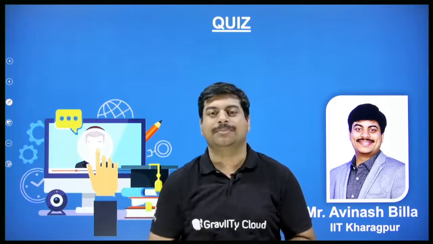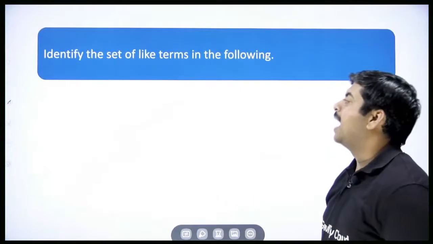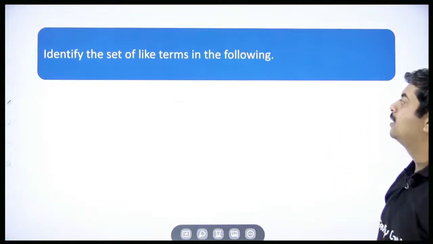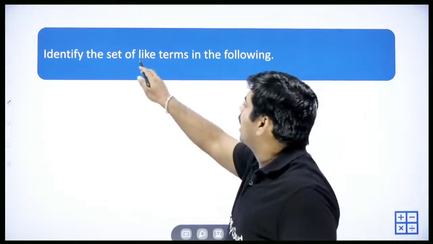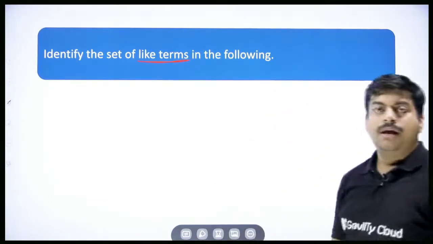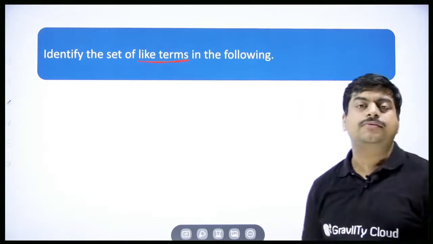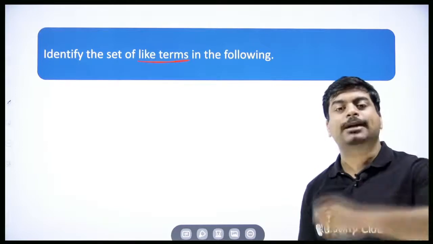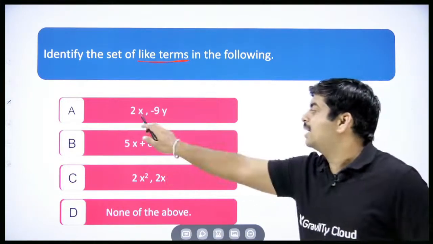Let's start today's session. The first question we're going to discuss is: identify the set of like terms in the following. Like terms, what do you mean by like terms? Do you have any idea about that? Like terms are the terms which have the same variables with the same exponents. Same variables with the same exponents. Here it's x and y.